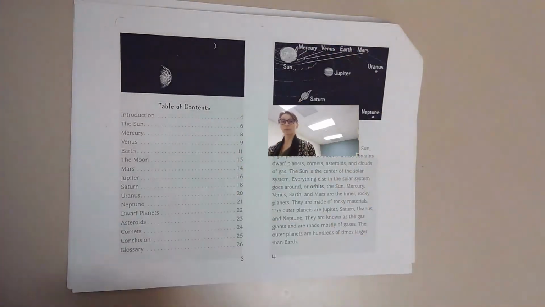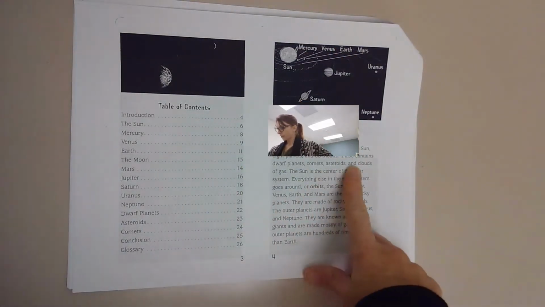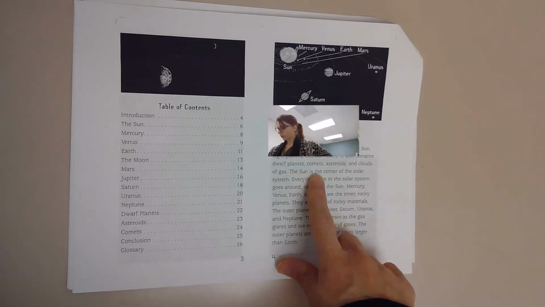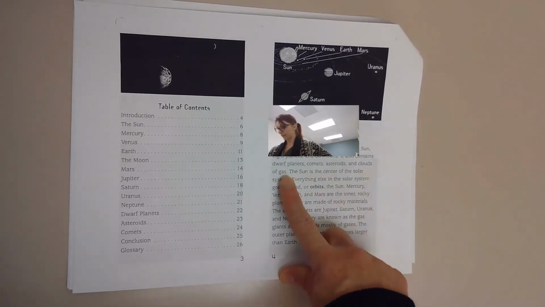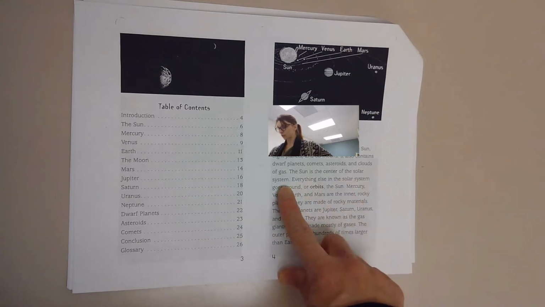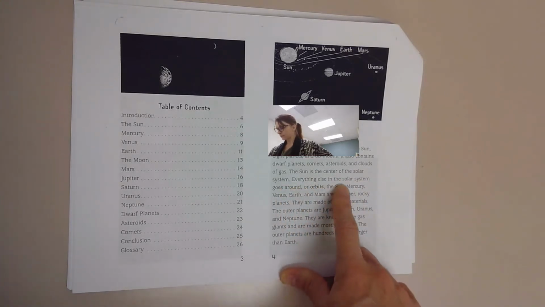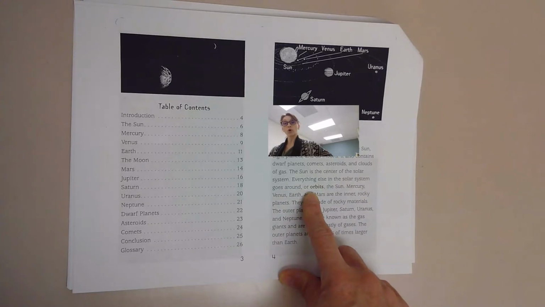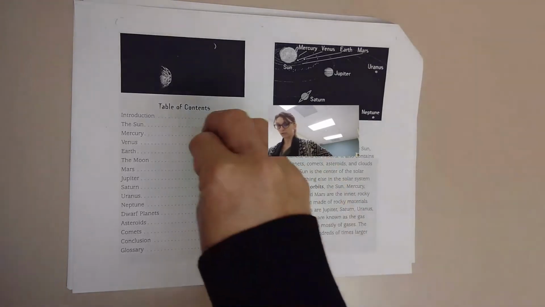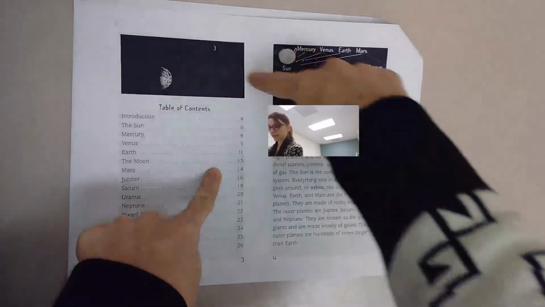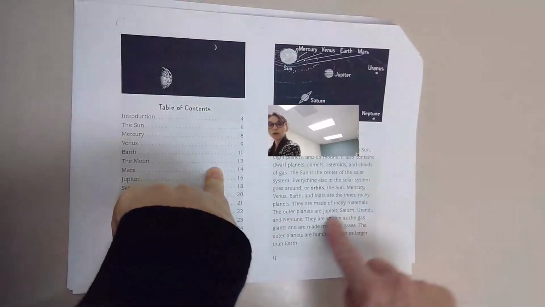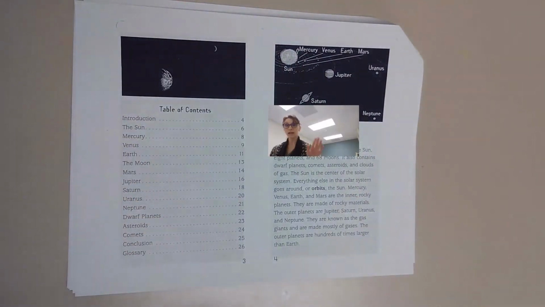Some of these planets have more than 1 moon, okay? It also contains dwarf planets, comets, asteroids, and clouds of gas. The sun is the center of the solar system. Everything else in the solar system goes around or orbits the sun. Okay, so there's the sun in the center, and everything else is rotating, orbiting around the sun. A long time ago, people thought that the sun rotated around Earth. They're wrong. Okay, we rotate around the sun. The sun is the center of our solar system.